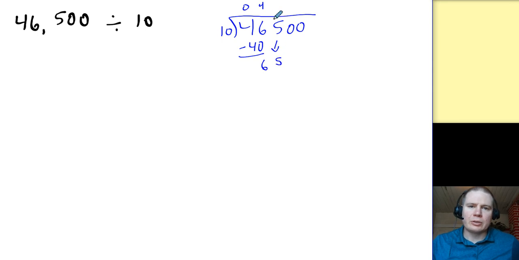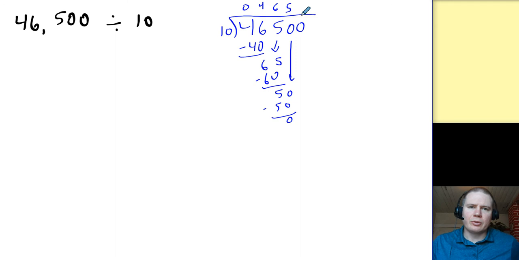10 goes into 65 6 times. 10 times 6 is 60. Bring down the 0. 10 goes into 50 5 times. There's 465. But then, okay, remainder 0.